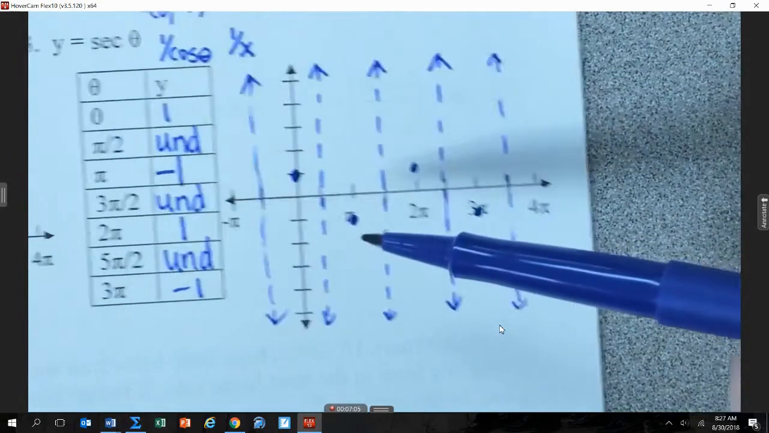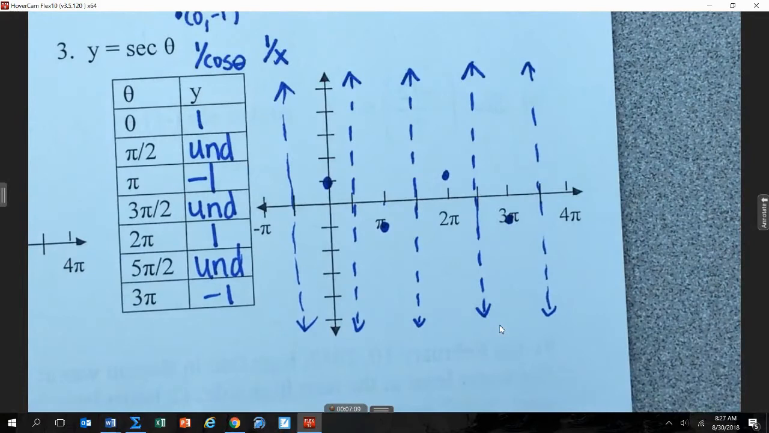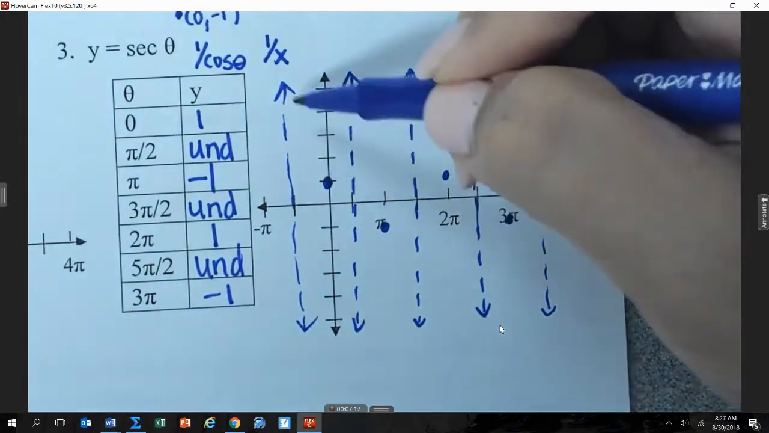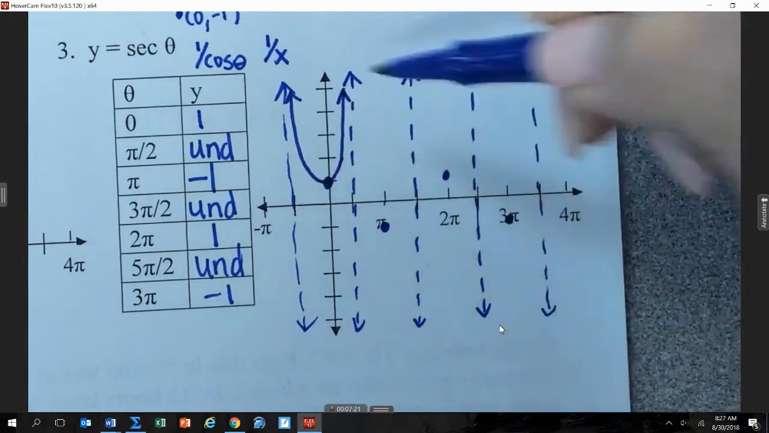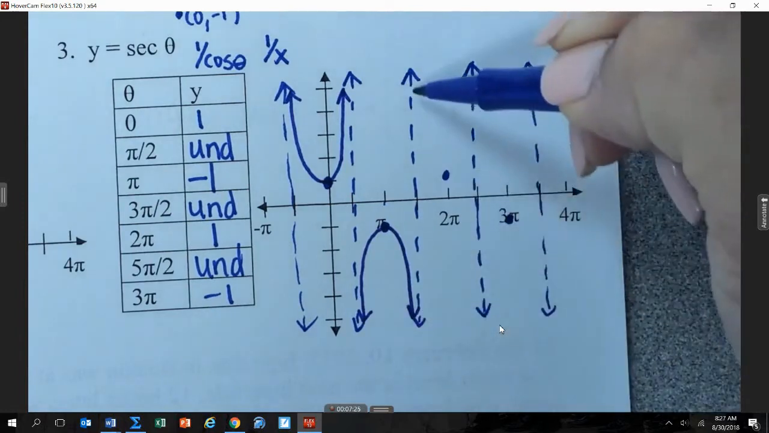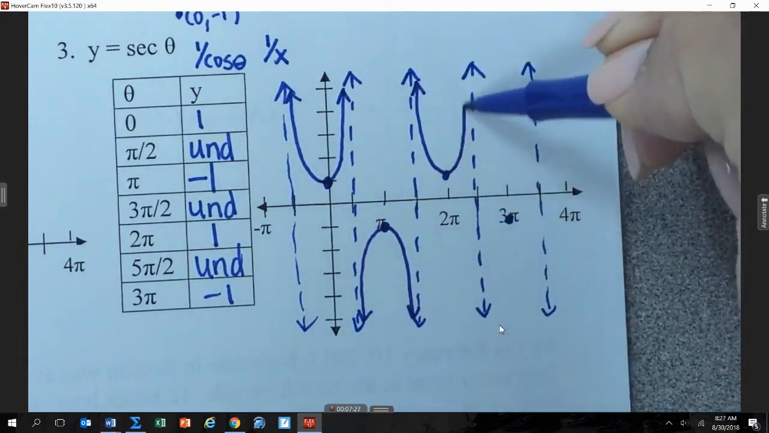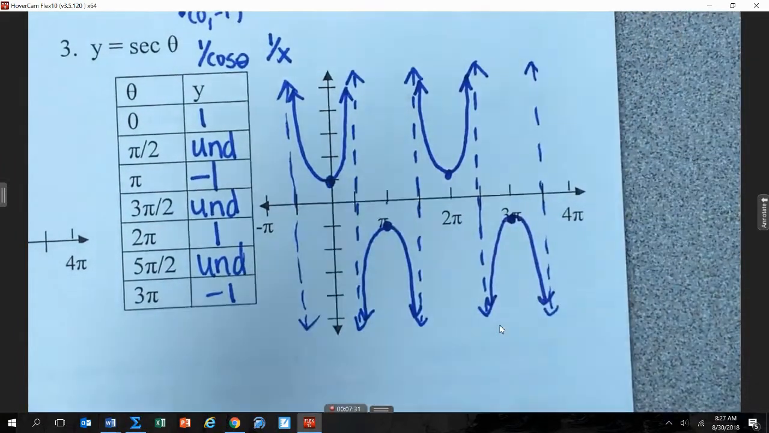All right, so now let me show you what this looks like. When you have a secant graph, it's actually a series of parabolas, and they're going to alternate. One's going to open up, then the next one's going to open down. So here, I want to fit parabolas within these asymptotes. One opens up, the next one opens down, and just etc. Right? Extends infinitely in both directions.